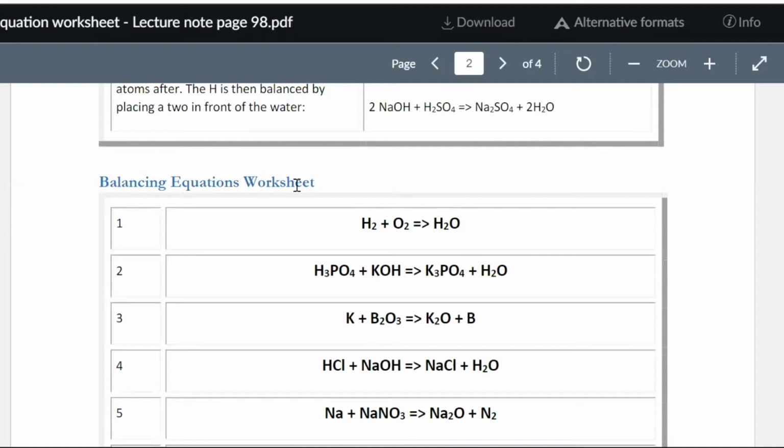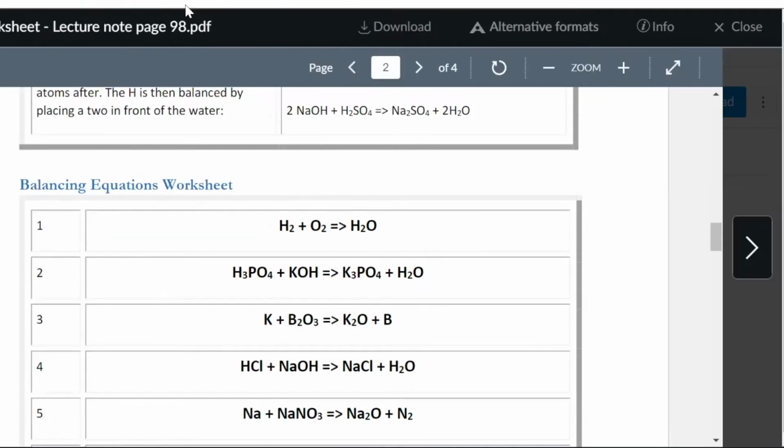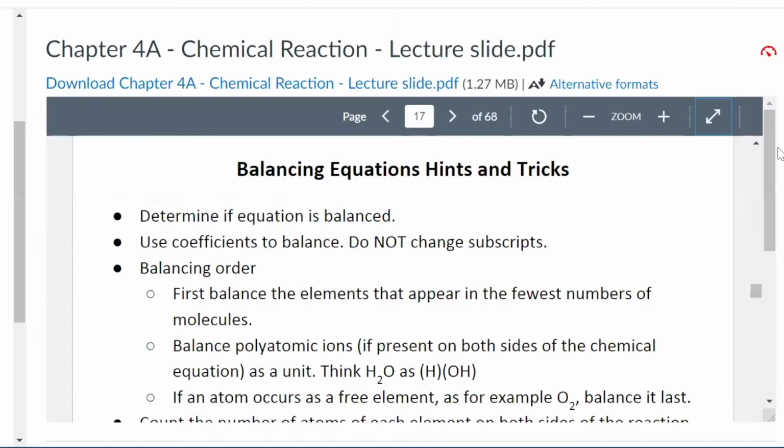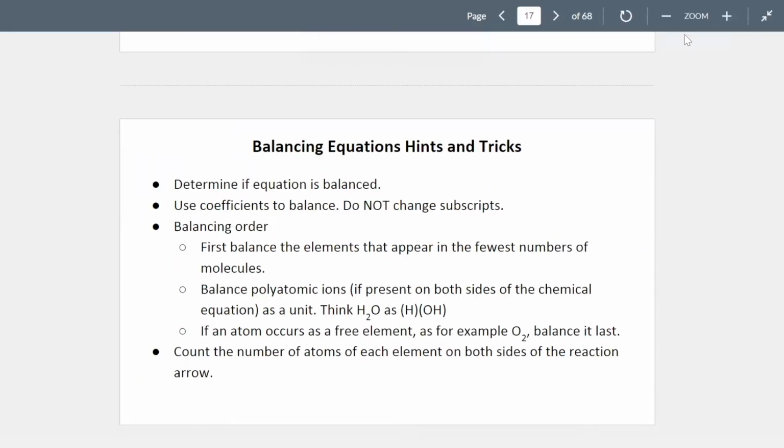This is the balancing equation worksheet from your lecture notes or lecture handouts. Let's complete a few of these. So before we start the problems or the balancing equations, let's look at the rules.